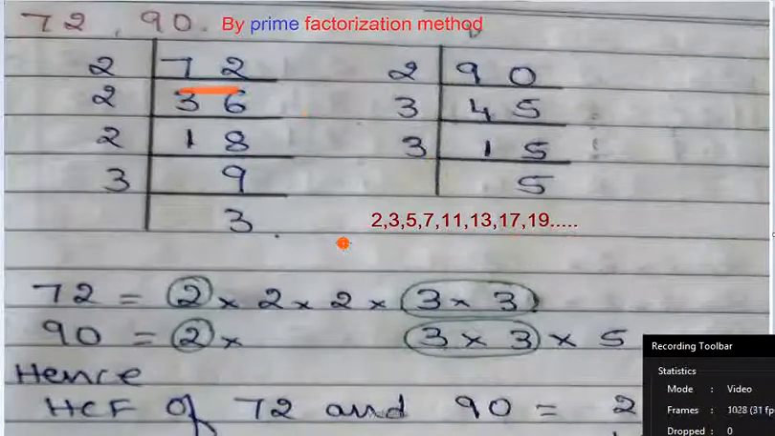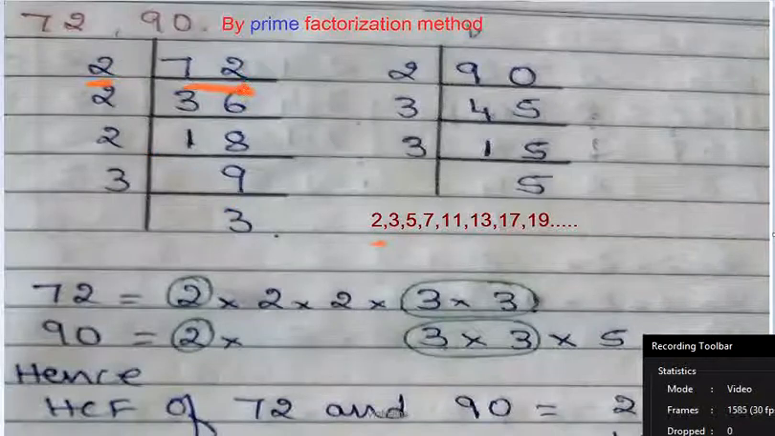So let's begin with the first number, that is 72. We wrote the number 72. We need to choose prime numbers from these given primes. First, we know that 72 is divisible by the first prime, that is 2. We wrote the number 2 here.